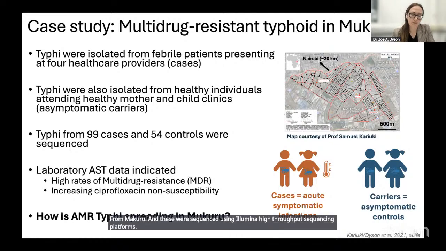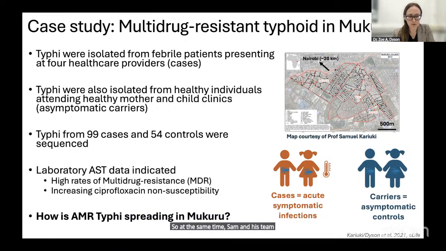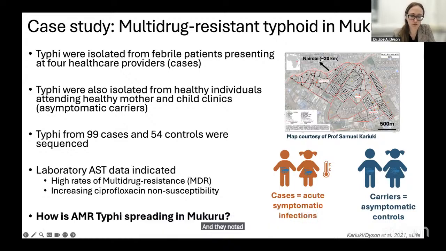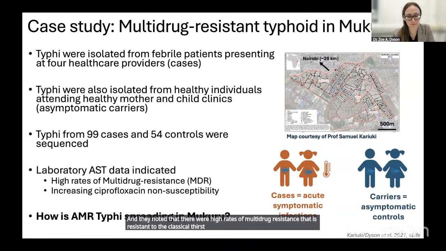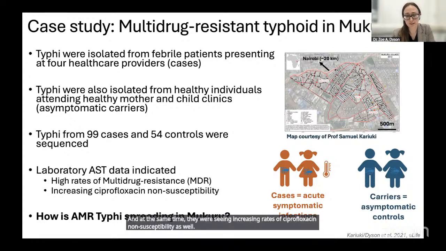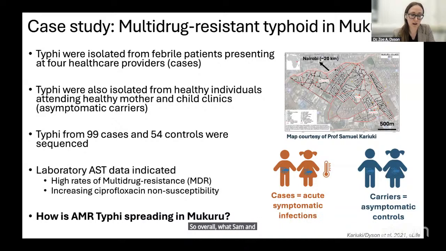At the same time, Sam and his team were carrying out antimicrobial susceptibility testing on pathogens that were coming through from these given studies and these different patients. And they noted that there were high rates of multi-drug resistance, that is, resistance to the classical first-line drugs used to control typhoid for many years. And this is chloramphenicol, cotrimoxazole, and ampicillin. And at the same time, they were seeing increasing rates of ciprofloxacin non-susceptibility as well. So overall, what Sam and his team wanted to learn about is how antimicrobial resistant typhoid was spreading in Nakuru.